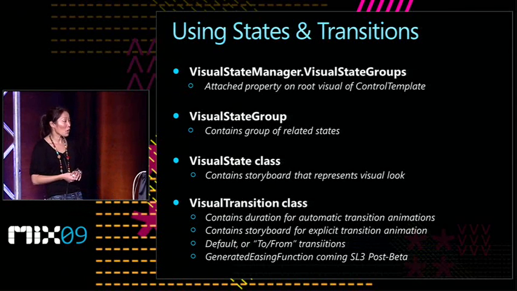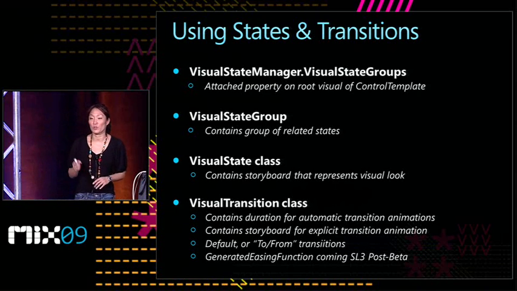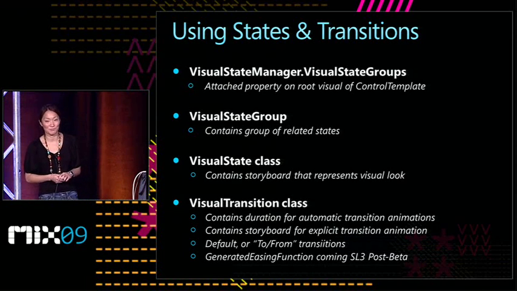And then as a final call out, we did add easing functions inside of Silverlight 3, which can add a lot of pizzazz to your app. And for RTW of Silverlight 3, we will be adding a GeneratedEasingFunction to the VisualTransition class, which means that you can get that level of customization without having to provide a storyboard, which is pretty cool.